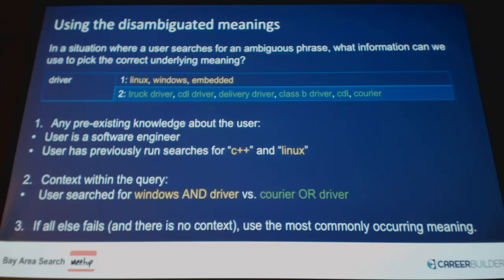If I have context within the query, I can also use that. So if the query itself is Windows and driver versus courier or driver, then, given the context of the surrounding keywords, I can use those to pick whichever the most similar term vector is associated with the meaning. And finally, like I said, if we don't have any context, then we just fall back to the most popular.